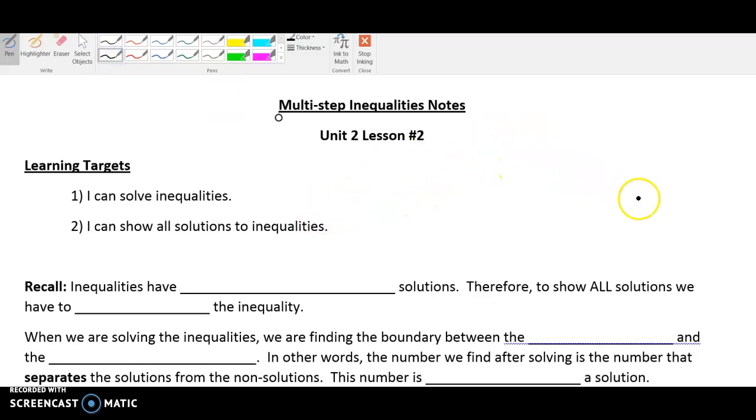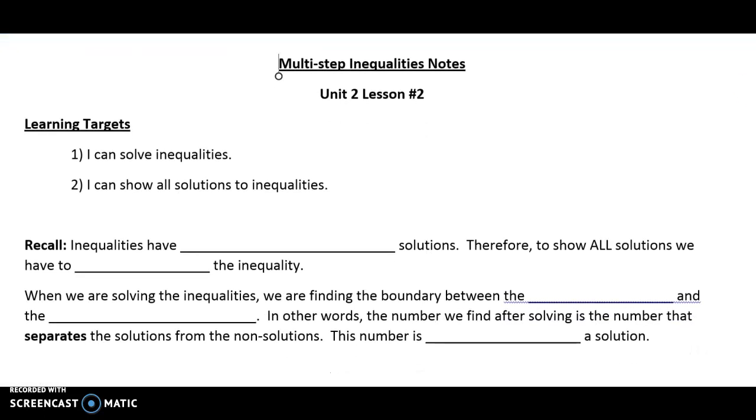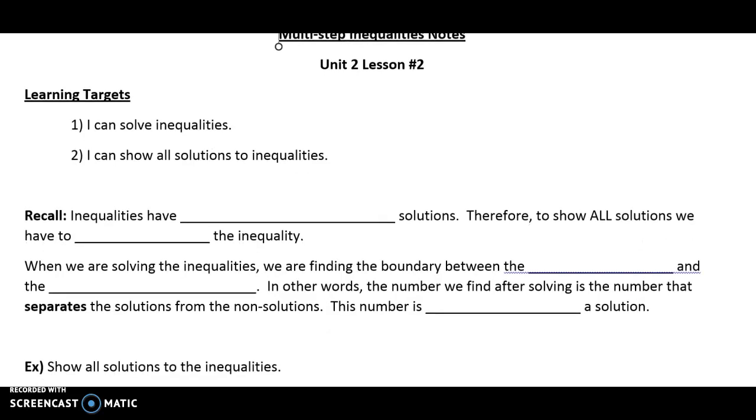Hello. So today we are talking about multi-step inequalities. Building off what we did on Friday, just making it a little bit more, because we're actually going to solve for x. So we need to have a general idea of what solutions are for inequalities and then what it takes to solve for x, but it's really just a build on the past two units.